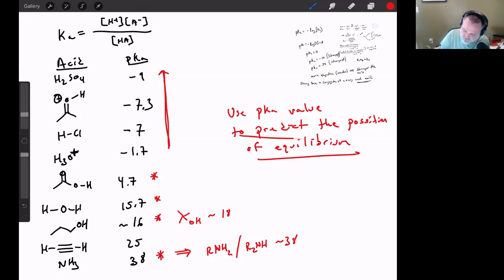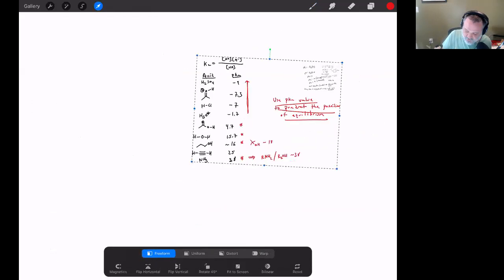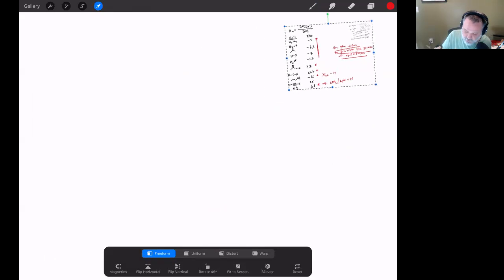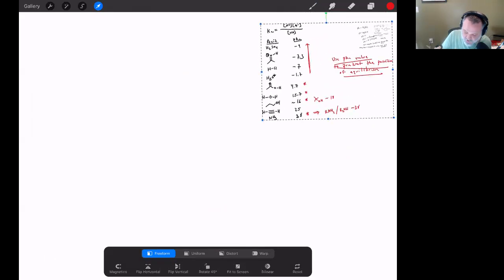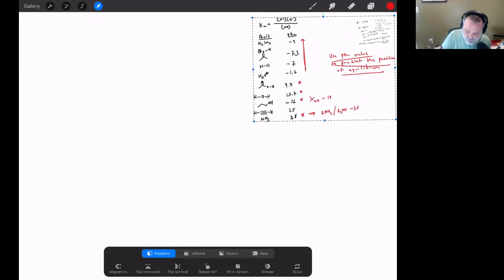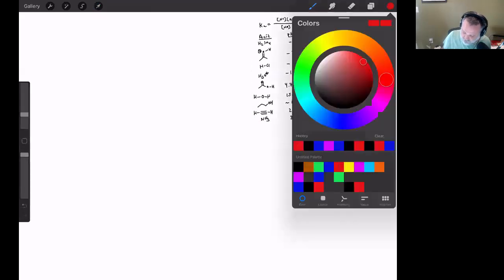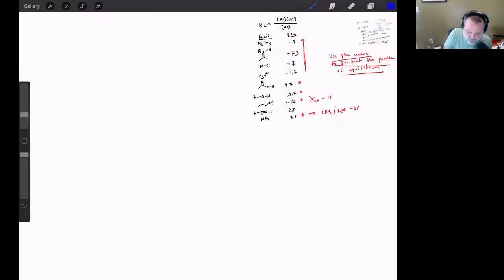And so this is what I want to do. Let's take a look at these pKa values and see if we can predict the position of equilibrium. Let's use the information that we have. Let's go over here, come up with a different color, and think about a reaction like this.